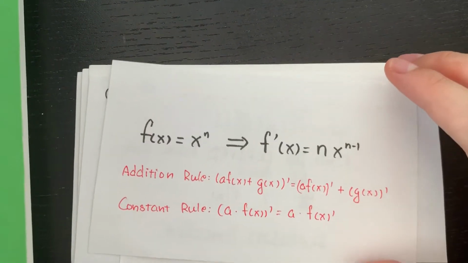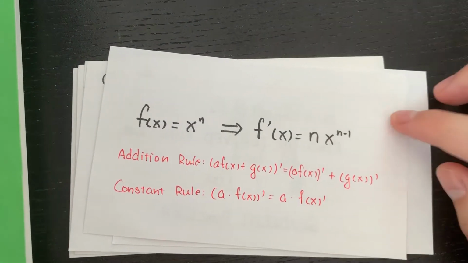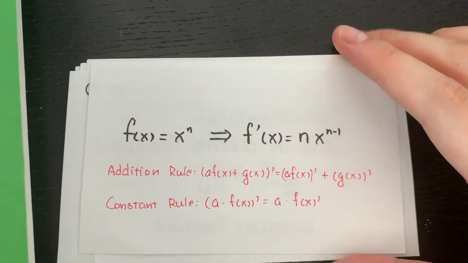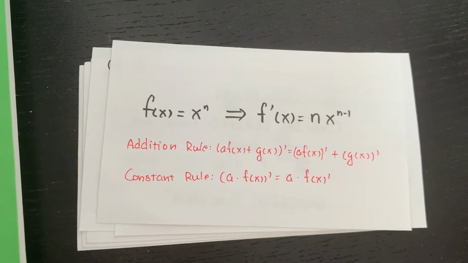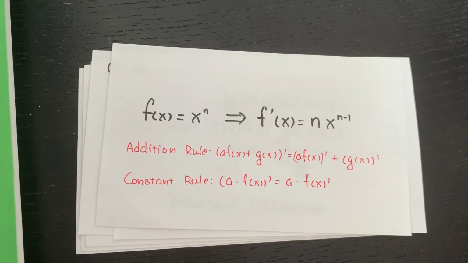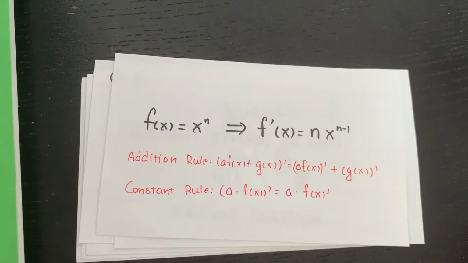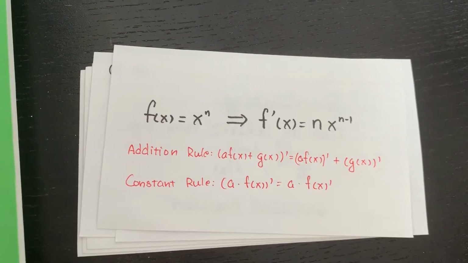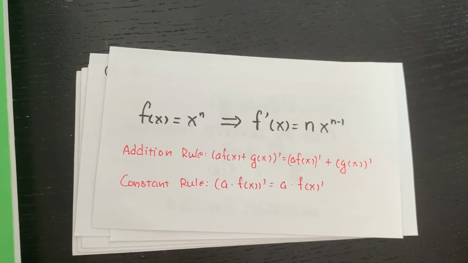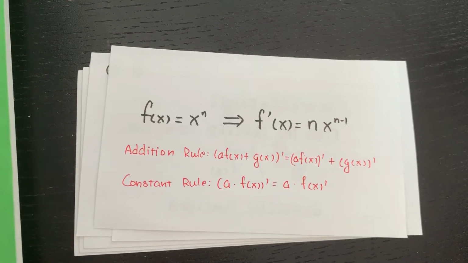Let's get started. So the first rule, or the first formula we will learn today for differentiation, is differentiating the power of a function. Therefore, if you have a function which is x to the power of n, when you differentiate, it will become n times x to the power of n minus 1.